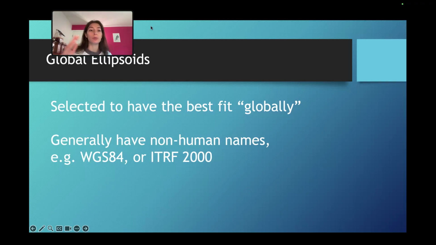We also have global ellipsoids. These are for when you are looking at large expanses of land. Maybe we're looking at more than just one country. Maybe we're looking at an entire continent, for example. These typically have non-human names, WGS 84, ITRF 2000. You will see WGS 84 come up a lot. A lot of the times when we use global projections, global datums as well, you will see that this is utilized.